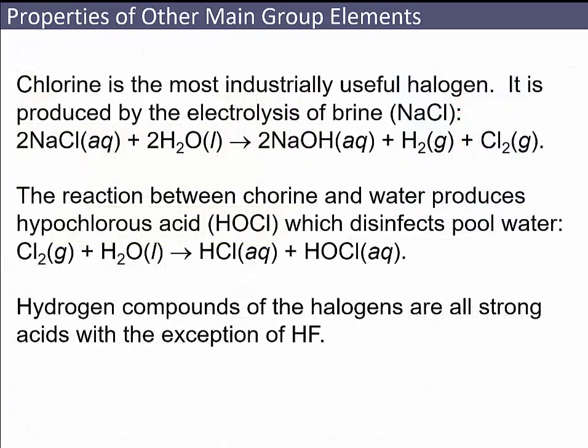Chlorine is the most industrially useful halogen. It is produced by the electrolysis of brine, sodium chloride solution. You take sodium chloride and water, and then you can put in some energy in the form of electricity, and you can form sodium hydroxide, hydrogen gas, and chlorine gas. The reaction between chlorine and water produces hypochlorous acid, which is what disinfects the water. So when they say you're adding chlorine to the pool, you're actually making hypochlorous acid. So the chlorine gas is going to react with H2O to form HCl and hypochlorous acid. Hydrogen compounds of the halogens are all strong acids with the exception of HF.